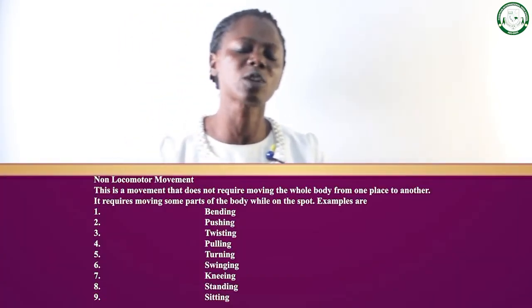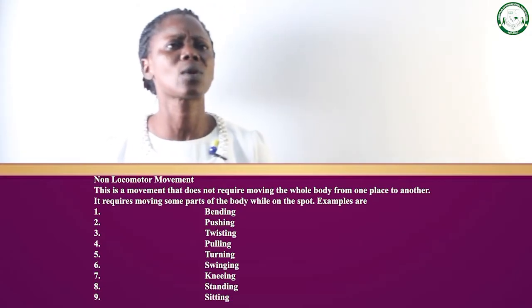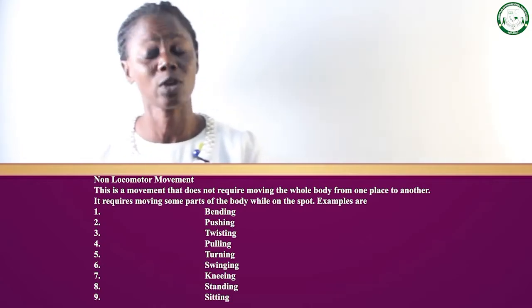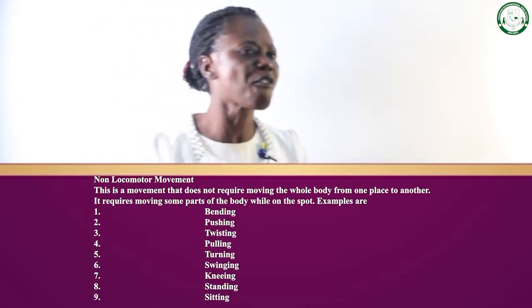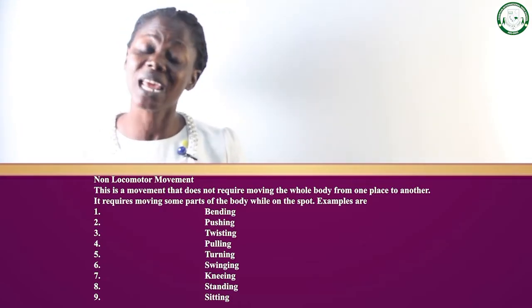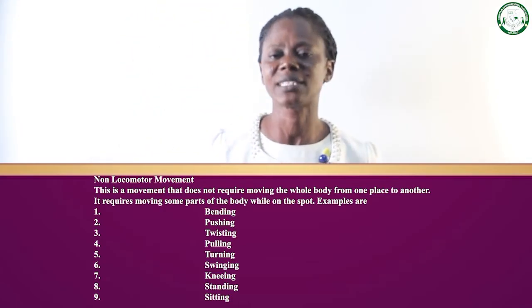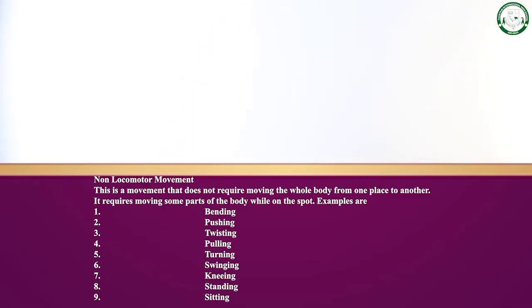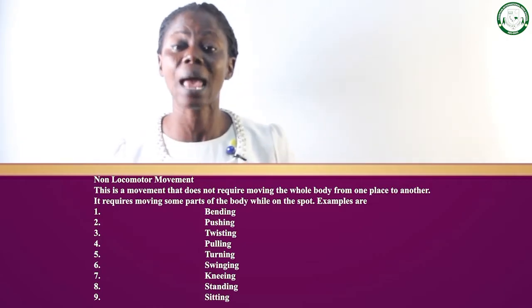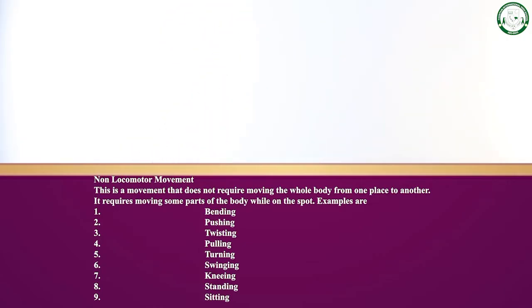Let's now look at the second category of movement, which is non-locomotor movement. This one does not require moving the whole body from one place to another. It requires moving some parts of the body, I mean a little segment of it. For example, bending. I'm still where I am on a spot, and at the same time moving a part of my body.